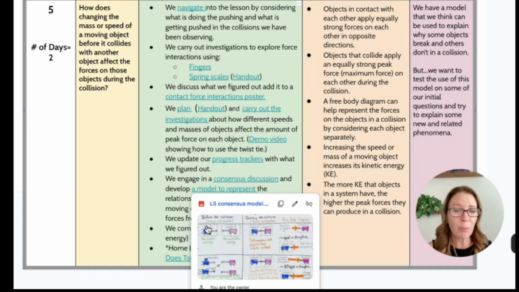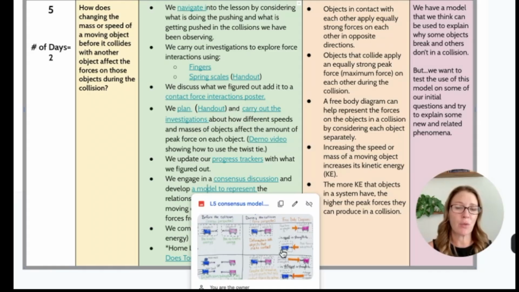this is the energy perspective. And so we're talking about, this has some kinetic energy, this has no kinetic energy. And we're starting to develop that idea of kinetic energy as energy from moving objects. That's actually going to come back on the summative assessment. So make sure you spend a little time on kinetic energy.